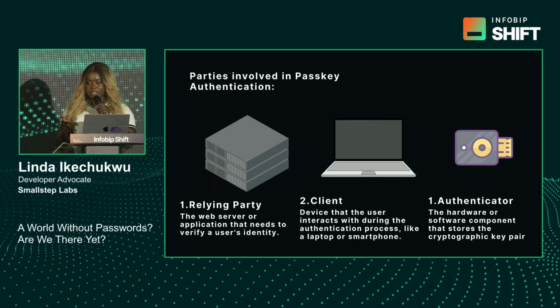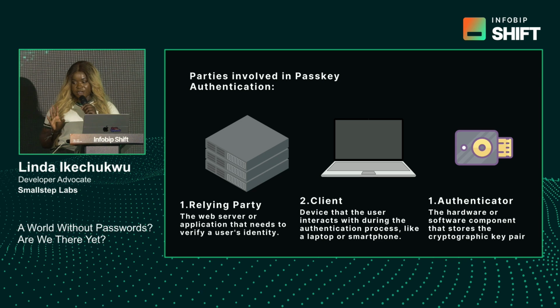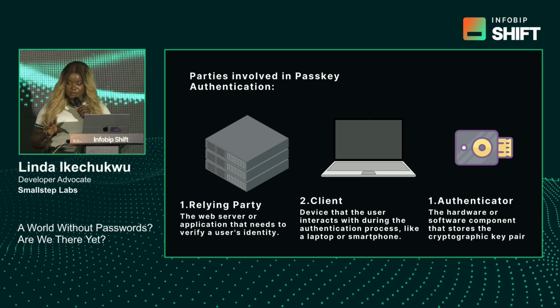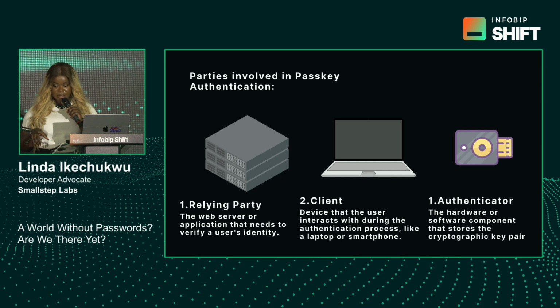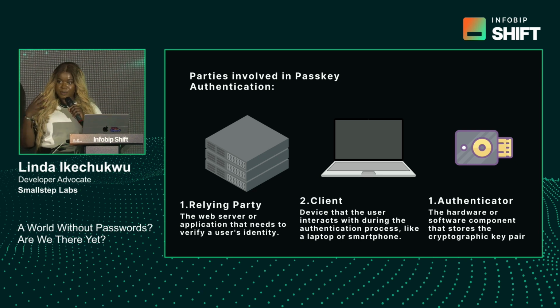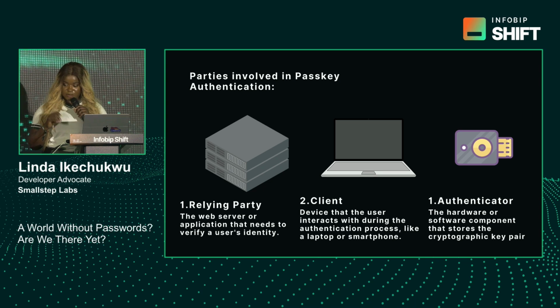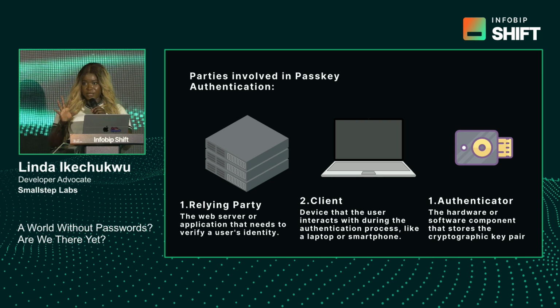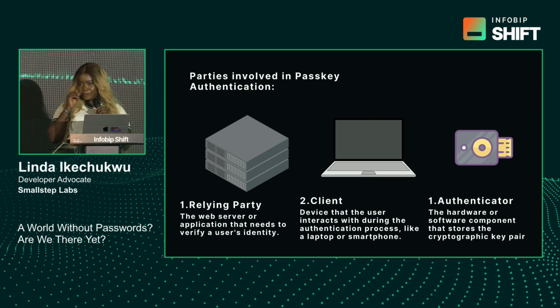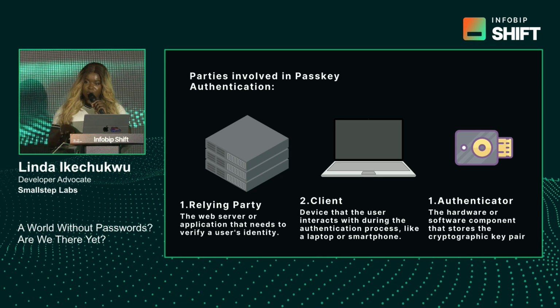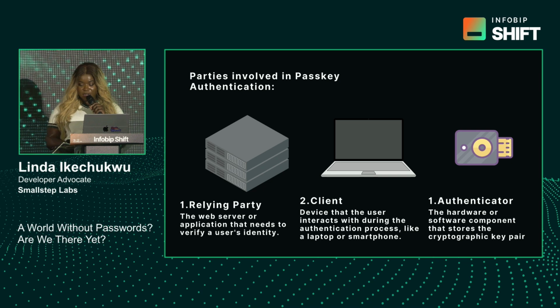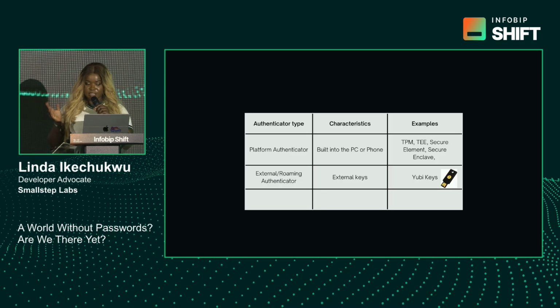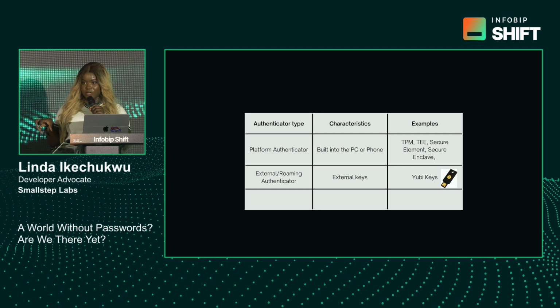Now, in passkey authentication, there are three major parties or components involved. You have the relying party, which is the web server that requests are made to. You have the client or the device, and then you have the authenticator. Now, the authenticator can be a bit confusing, and sometimes people would ask, is it not the device? Yes and no, because there are two types of authenticators. There's the platform authenticator and there are external authenticators.